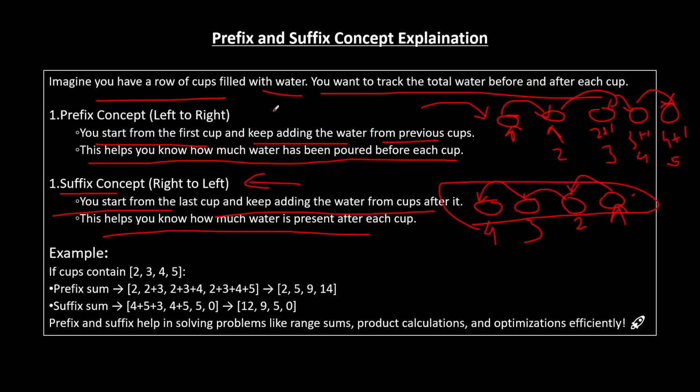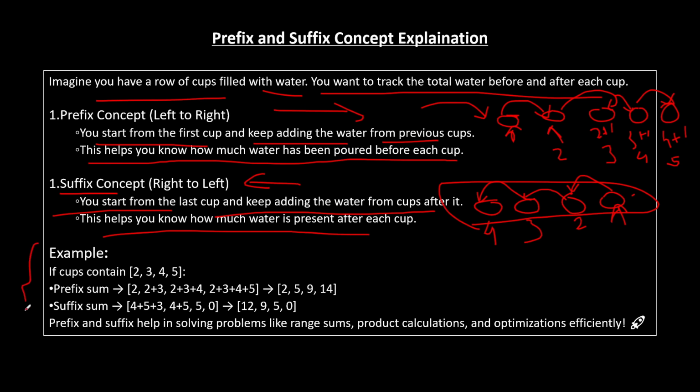Prefix goes from left to right, adding the values or multiplying the values or dividing the values, taking the modulus of the values, it doesn't matter, in an incremental manner from left to right. And suffix does the same thing from right to left, that is, from the end to the start, right? I hope you understand this example which I tried to explain by taking the example of cups of water.